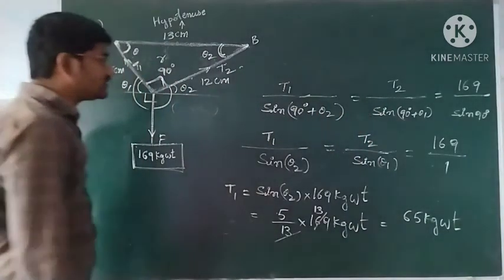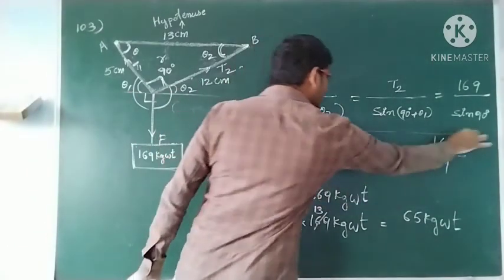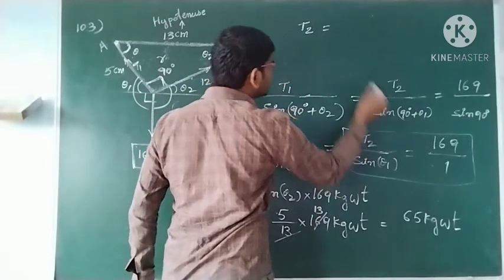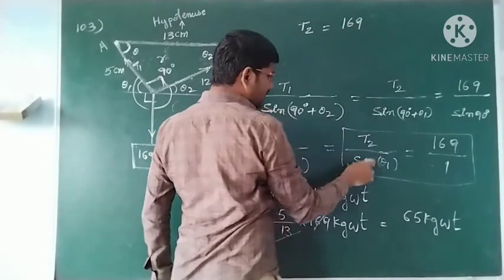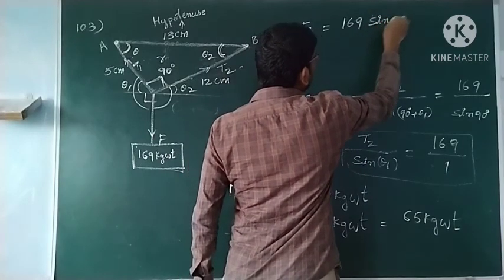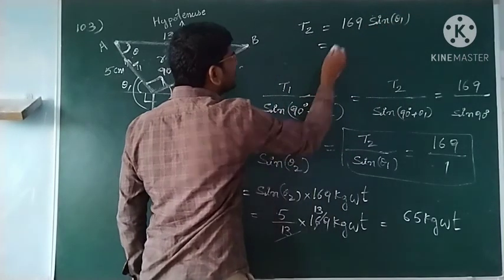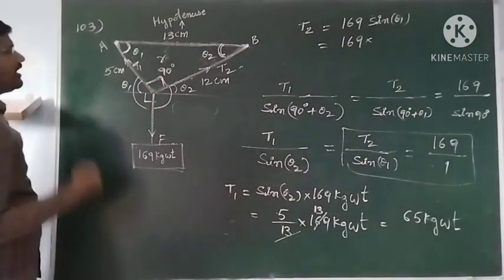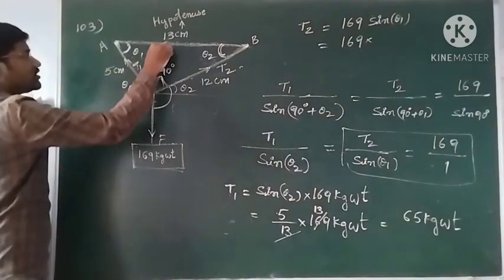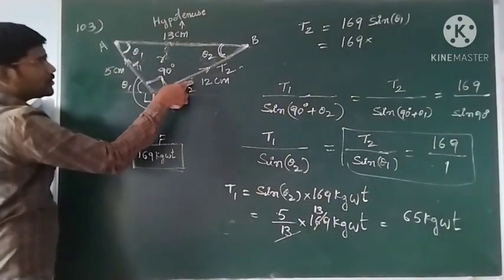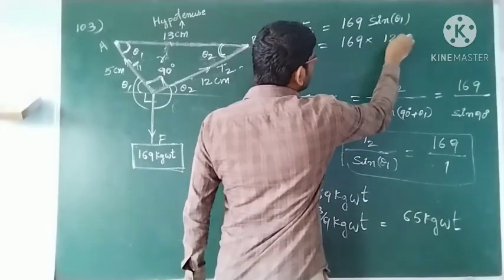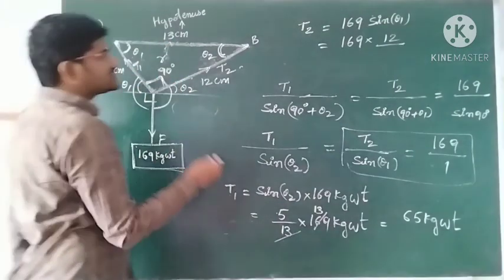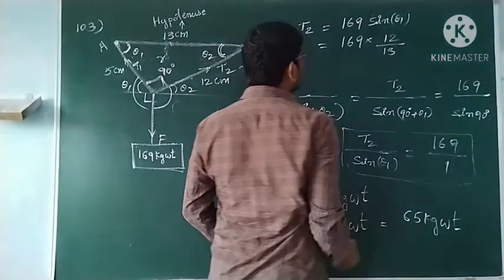So you get 65 kilogram weight. One answer we will get. And similarly for T2, equate these two. T2 is equal to 169 into sin of theta 1. So this we have taken as theta 1, this is 90 degrees, so it will become the hypotenuse. The opposite side is 12 and the hypotenuse is 13. So you will get 13.